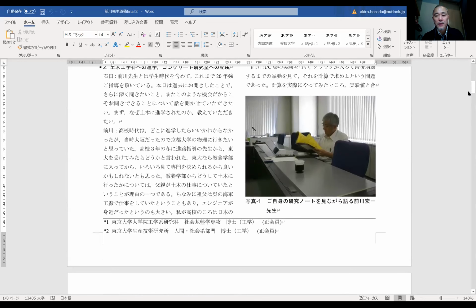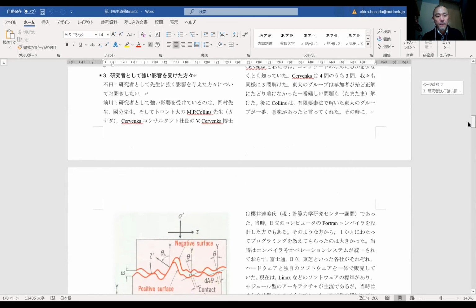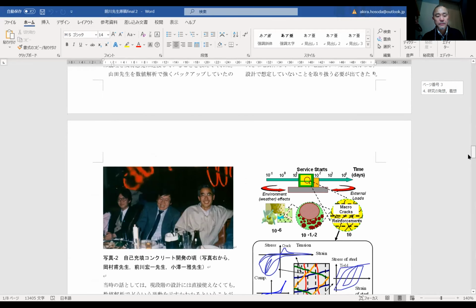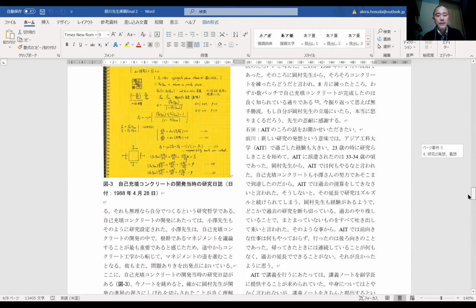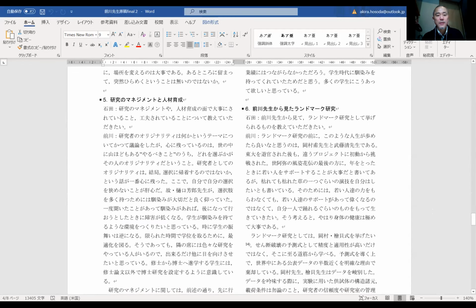This is Professor Maekawa. This, I guess, is the banquet dinner at an international conference with Professor Maekawa and Professor Okamura, maybe almost the same age as me now, I guess. And the developer of self-compacting concrete, Professor Ozawa. If you can read Japanese, maybe this is very interesting.